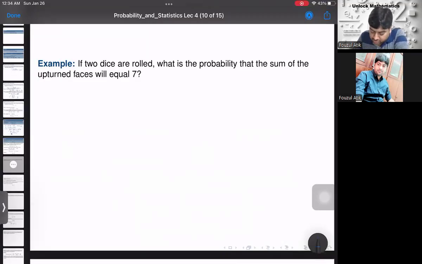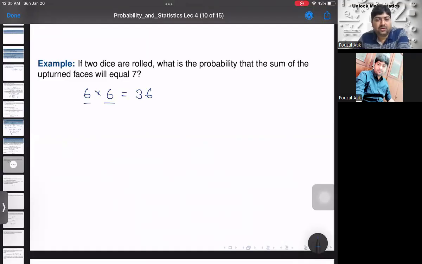Yes, so the total number of cases: I have two dice. For the first die I have 6 faces, and for each of the 6 the second die can also have 6 ways. So altogether there are 36 different ways both dice may appear, by the basic principle of counting.